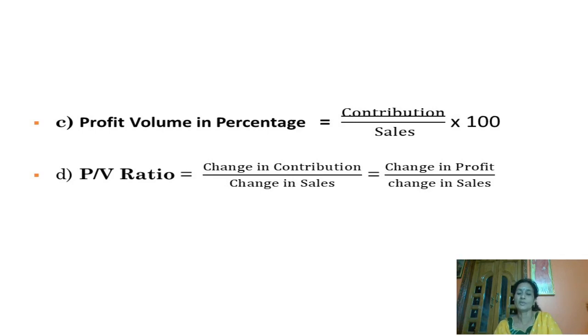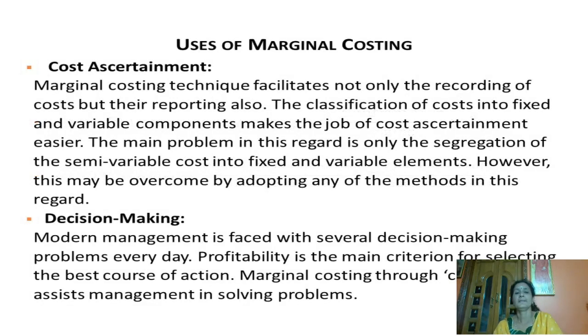So when we take into consideration the difference in sales, change in contribution divided by change in sales is equal to change in profit divided by change in sales. This formula also can be used to find out PV ratio. One is contribution by sales into 100, in percentage, and the other formula is change in contribution divided by change in sales is equal to change in profit divided by change in sales.